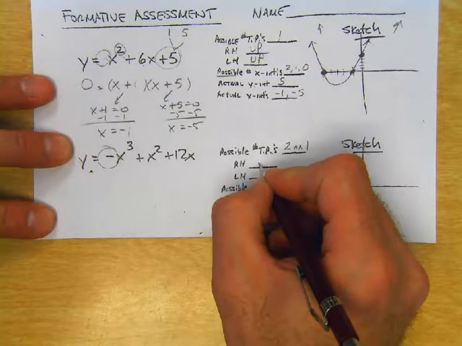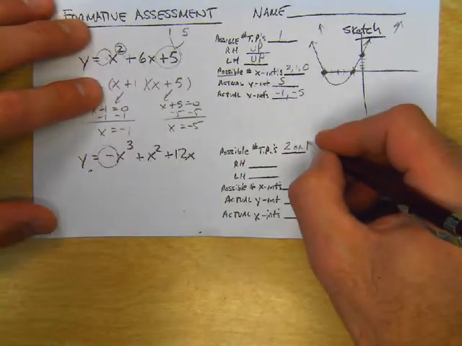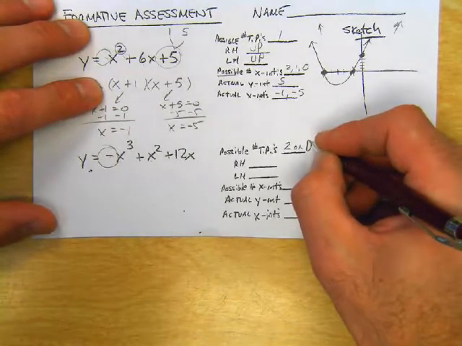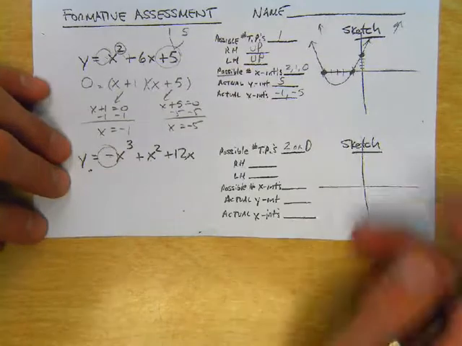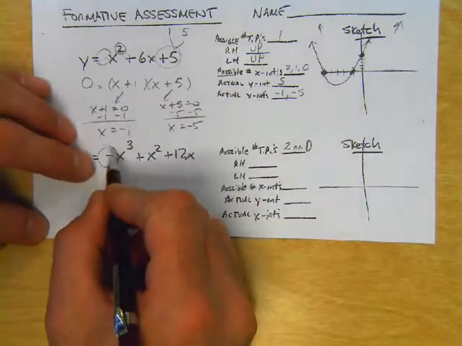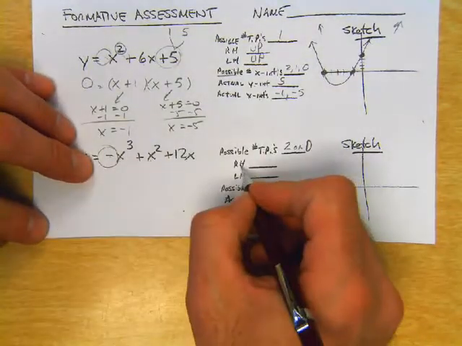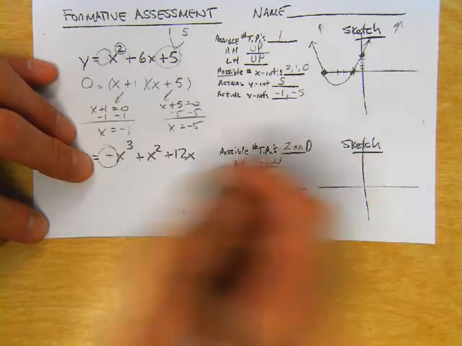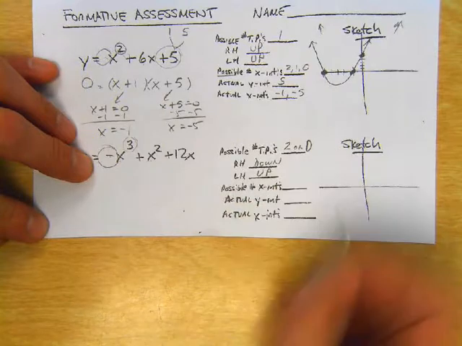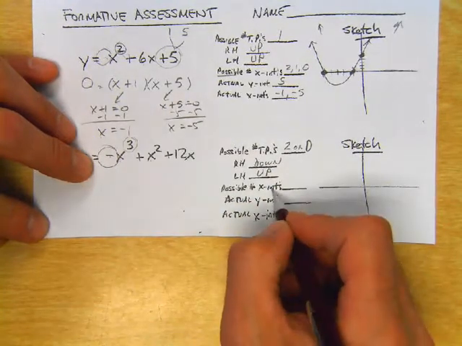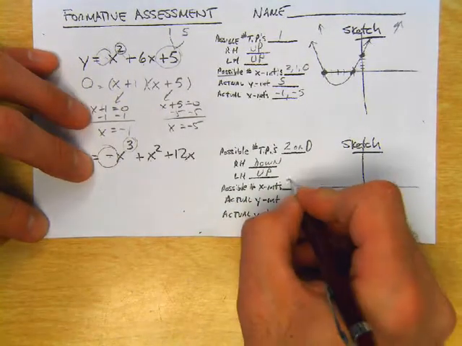Oh my goodness, you're right. 2 or 0. I had that. There it is, 2 or 0. The lead coefficient is negative, so the right hand is down. The degree is odd, so the left hand is opposite. The possible number of x-intercepts is 3, 2, or 1.